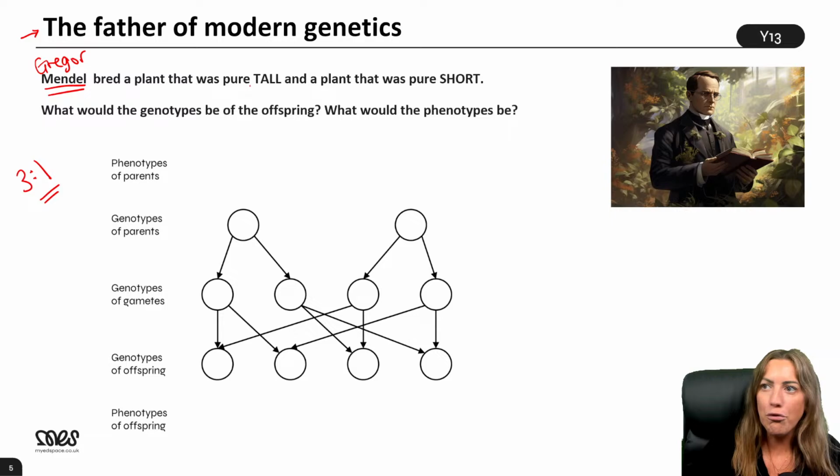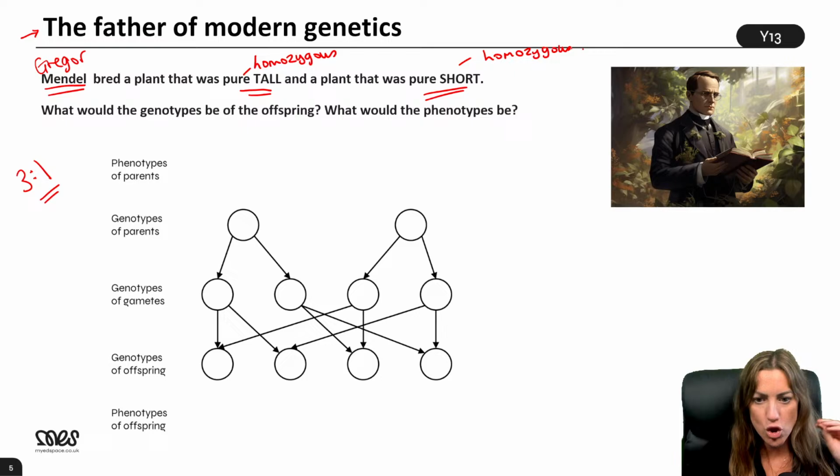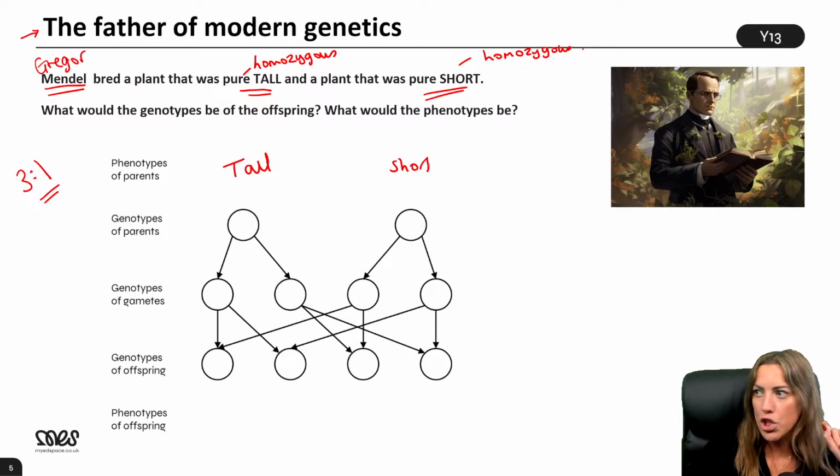So we're going to try and breed a plant that was pure tall. Now, what I mean by pure tall is homozygous for the tall alleles, yeah? And pure short, again, homozygous, but for the short alleles. What letter could you choose to use to do this genetic cross? What letter would you choose? If you were left to choose your own letter to represent these alleles, what letter would you choose?